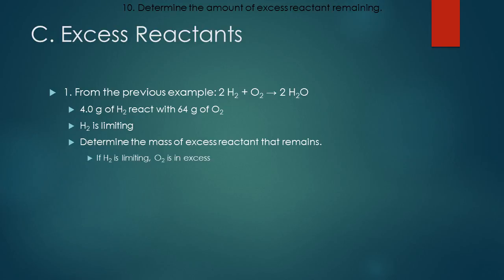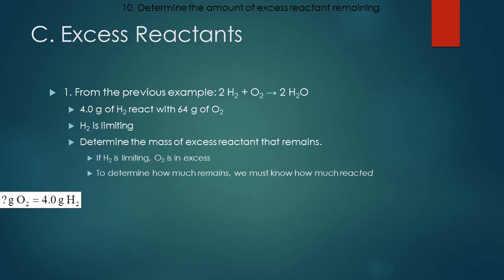Well, the fact that hydrogen is limiting means that the oxygen must be in excess. In other words, there's going to be some left over once all the hydrogen runs out. That, by definition, makes it an excess reactant. So if we want to determine how much remains, we need to figure out how much of that oxygen reacted in the first place. So we're just going to do another gram, mole, mole, gram problem.